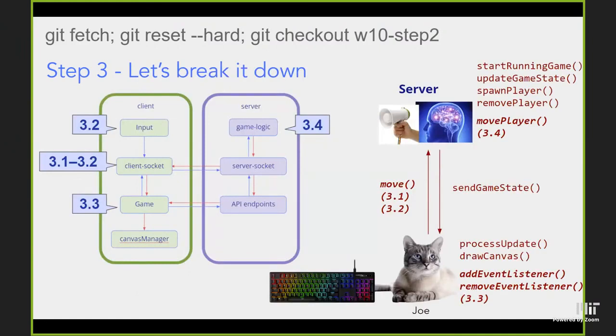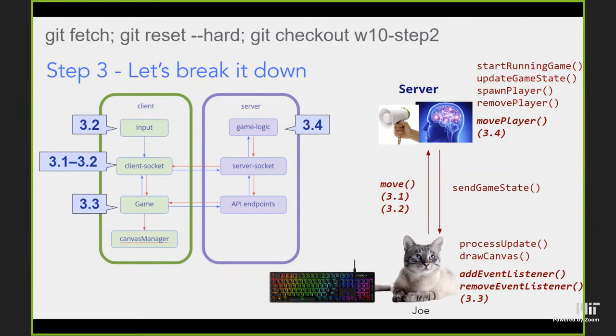So let's break down the step as we did with step two. We have the same picture as step two on the right, and in this case the bolded functions are what we're going to implement in this step. The reason we couldn't move before is because we had no way for the client to send updates to the server. If the client wanted to move, they couldn't tell the server, so we couldn't do anything about that. So we're going to define a move function using the client socket to send updates from the client to the server.